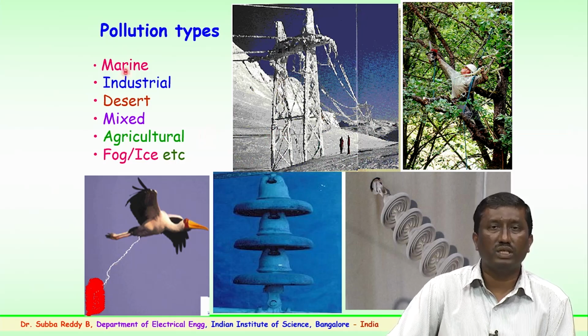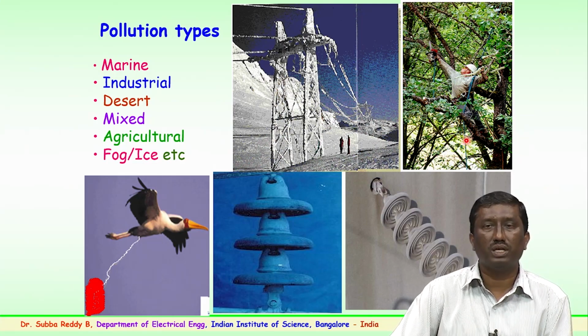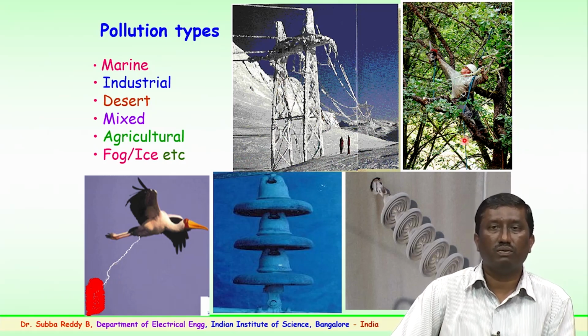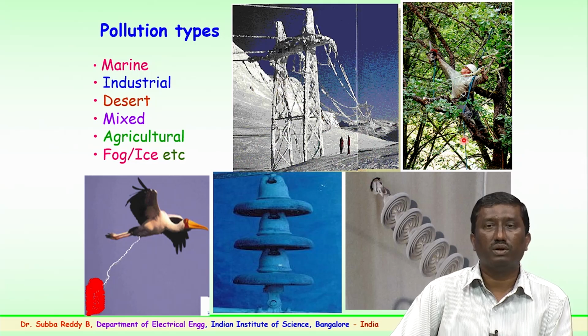So, apart from this type of pollution, we also come across forests where the transmission lines run. Huge trees and branches have to be regularly trimmed, because a flashover could happen when the branches come in contact with the live transmission conductors.